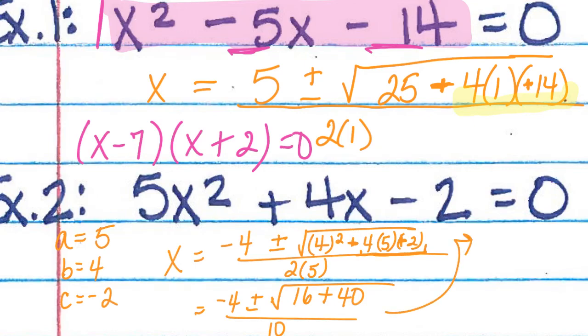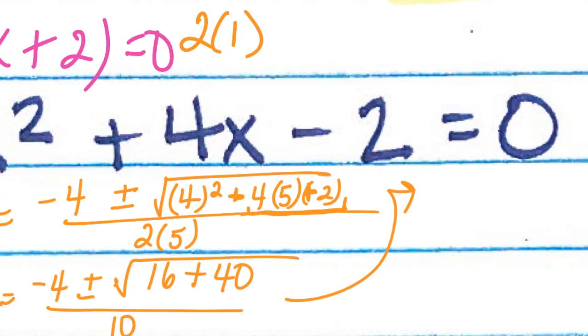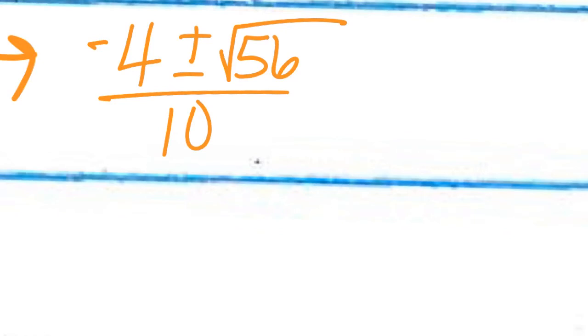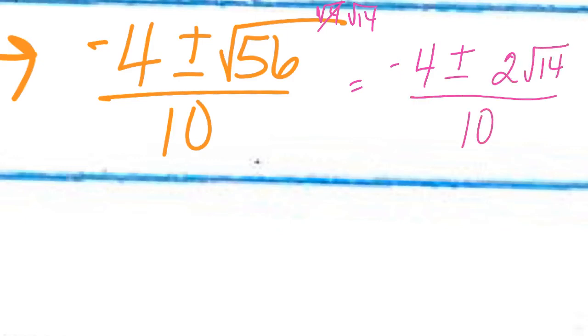So this is saying -4 plus or minus the square root of 56 all over 10. Well, what perfect square can come out of 56? We know that 56 divided by 4 is 14. So we have -4 plus or minus. We can take this to be 4 and 14, where the 4 becomes 2 root 14 all over 10.